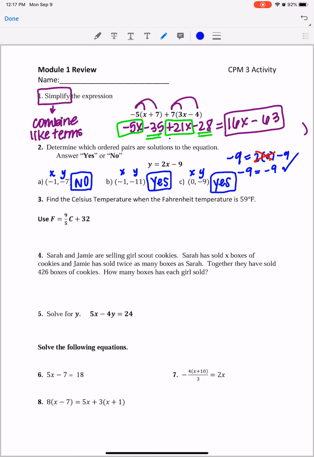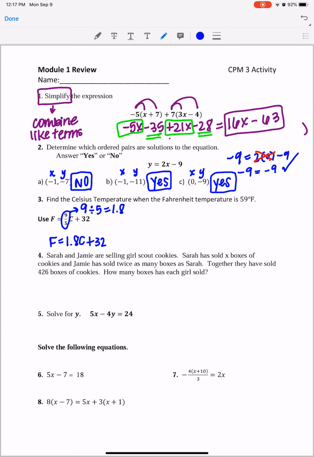Number 3, we need to find the Celsius temperature when the Fahrenheit temperature is 59 degrees Fahrenheit. On your test, you're going to be given this formula here: F equals 9 over 5 C plus 32. Now, a lot of times you guys hate this fraction right here. So if you put in your calculator 9 divided by 5, we get 1.8. So we can rewrite this formula as F equals 1.8C plus 32.